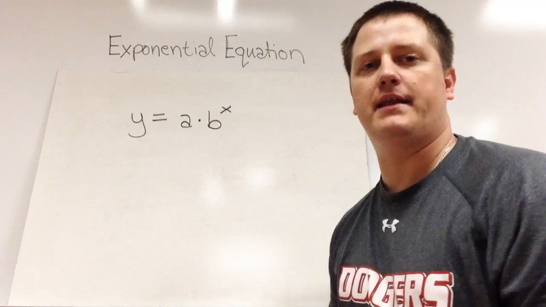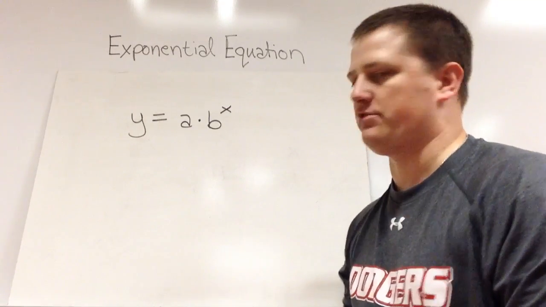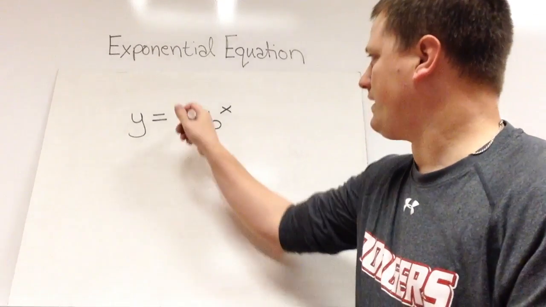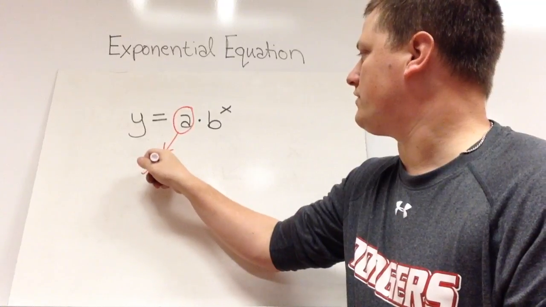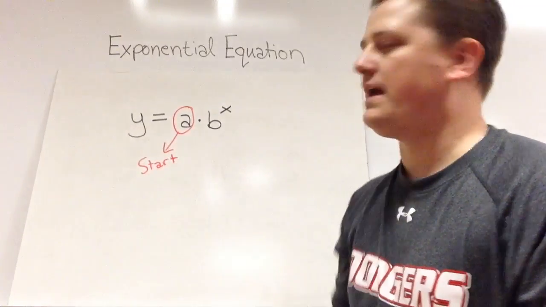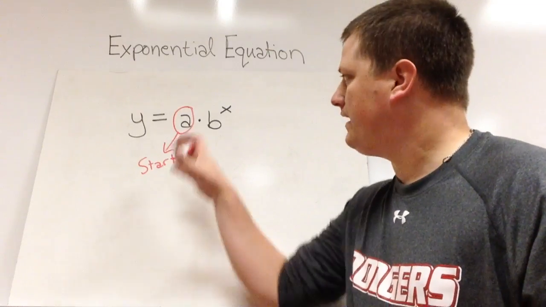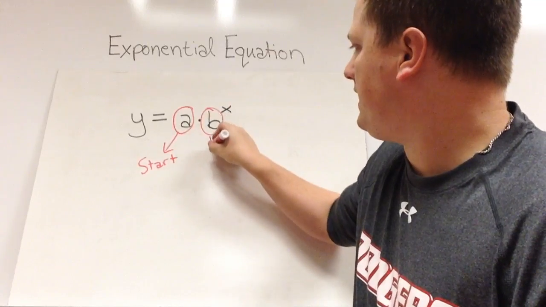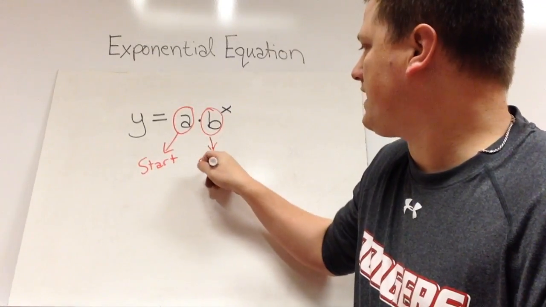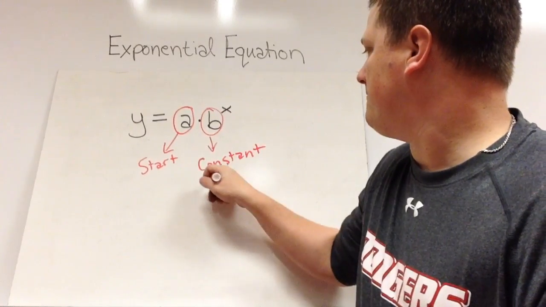First thing we want to look at in this is just the basics of an exponential equation. This a right here is known as our start. So just like in a linear equation, we have to have some place to start from. This is our starting value. This b right here is known as the constant multiplier.